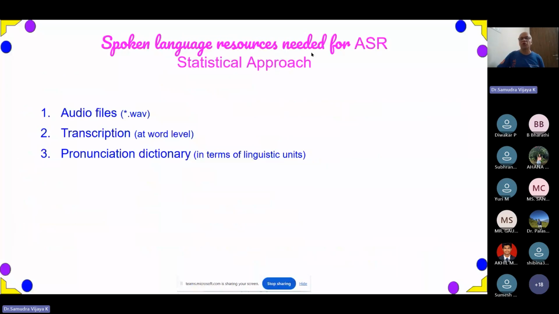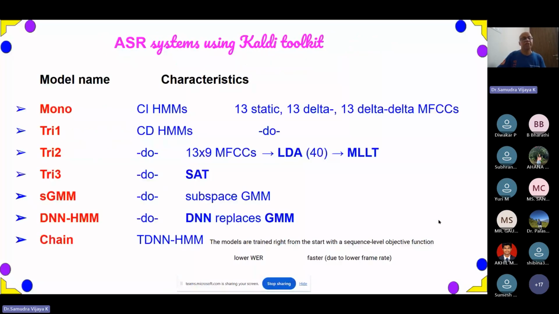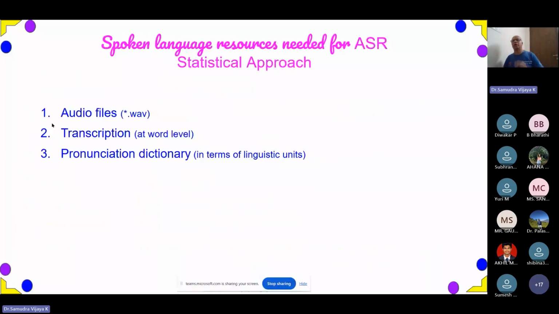So what are the resources needed for a speech recognition system? Let's continue with the statistical approach, hidden Markov model approach with the GMM. You need a wave file. You need to type in what was spoken. Suppose I say Mera Bharat Mahan, it consists of 3 words, Mera space Bharat space Mahan, written in Devanagari script.